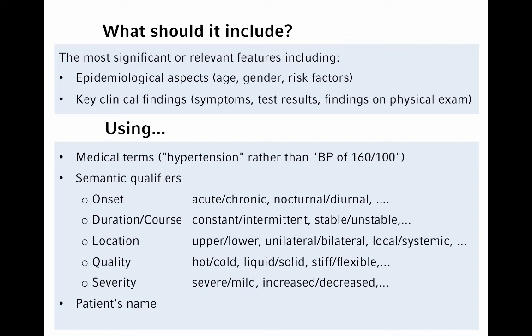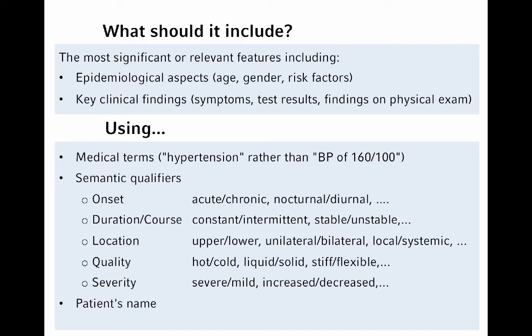Is it upper or lower? Is it unilateral or bilateral? With the quality, is it hot, cold, liquid, solid, stiff, flexible? And you have the severity. Is it severe, mild, increased, decreased, and so on.